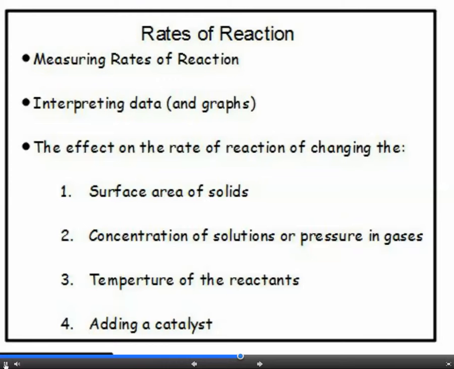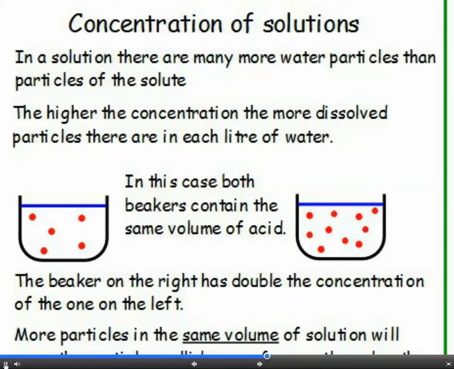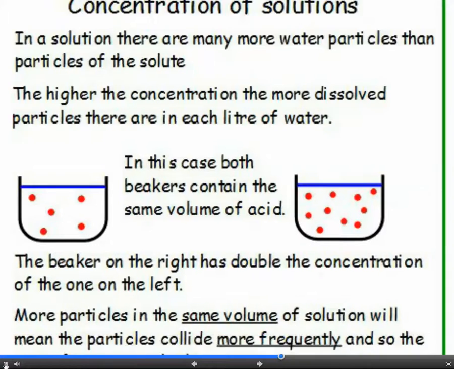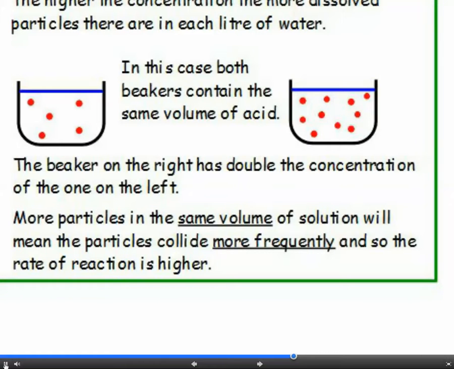Concentration of solutions and pressure of gases measure the same thing. That is the number of particles in a set volume. In a solution, most of the particles are water molecules, and there will be particles of the other chemical spread out between some of the water molecules. A high concentration means that there will be more particles per litre of water. I haven't shown the water molecules in these diagrams so that you can see the acid particles more clearly. The more particles there are in a set volume, the more frequently they will collide, and so the faster the rate of reaction. And this is true for solutions and gases.